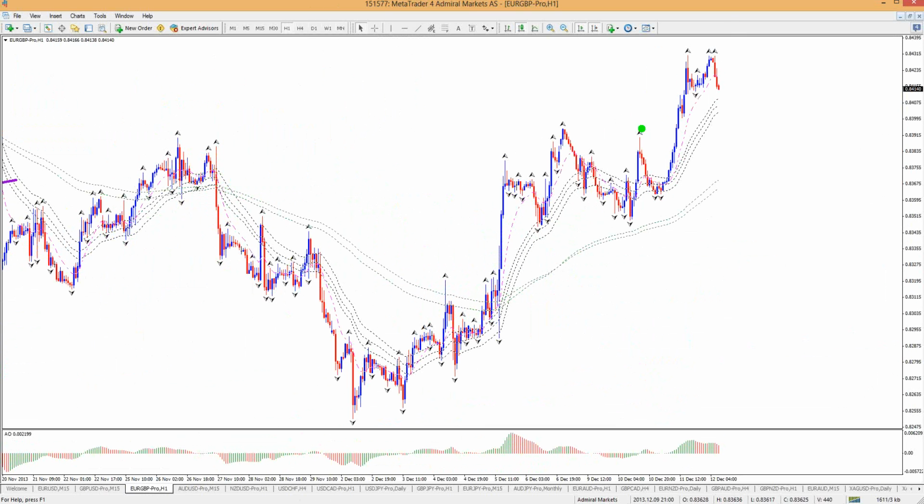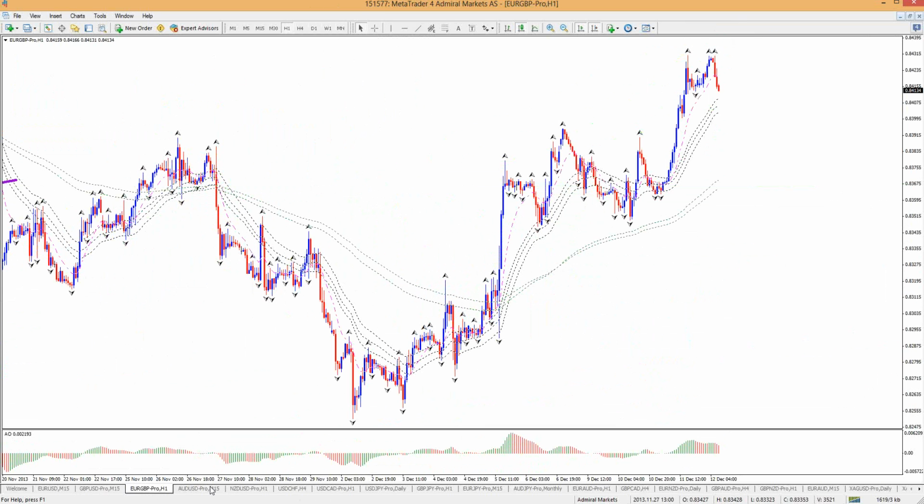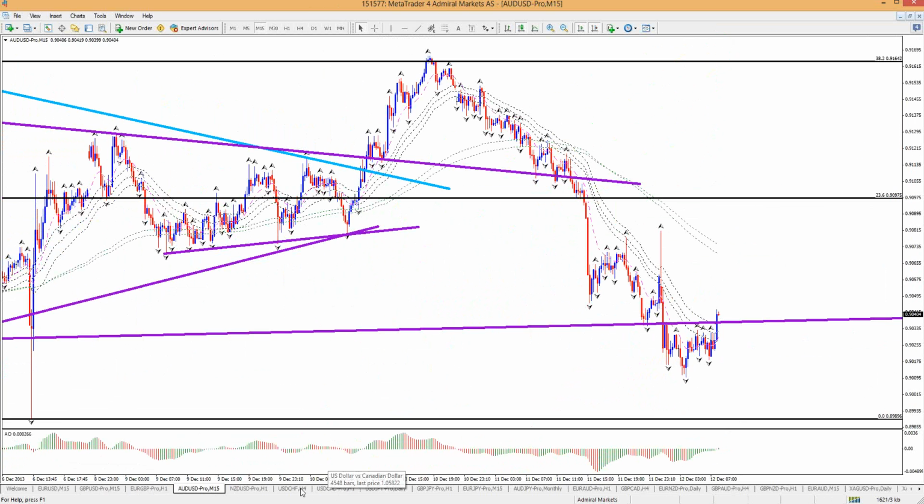Euro pound has some divergence between these tops, so we could see the euro pound make that downside retracement to the support here, for example, to the long-term moving averages. That's something that definitely could happen with that divergence. Let's take a look at the dollar yen.